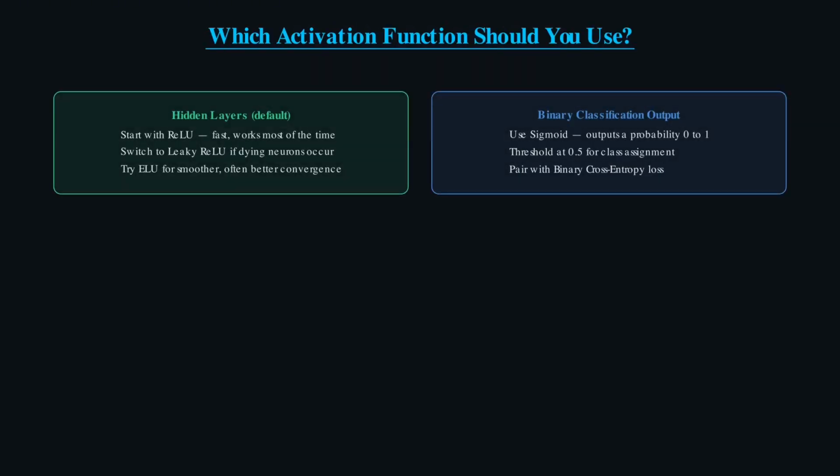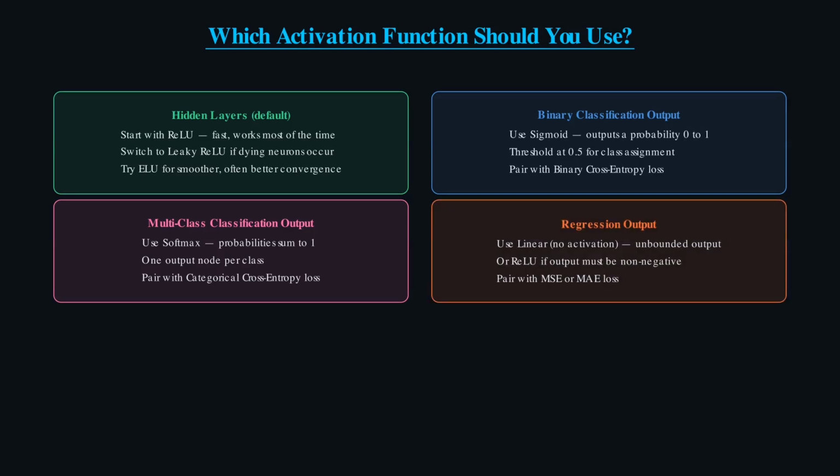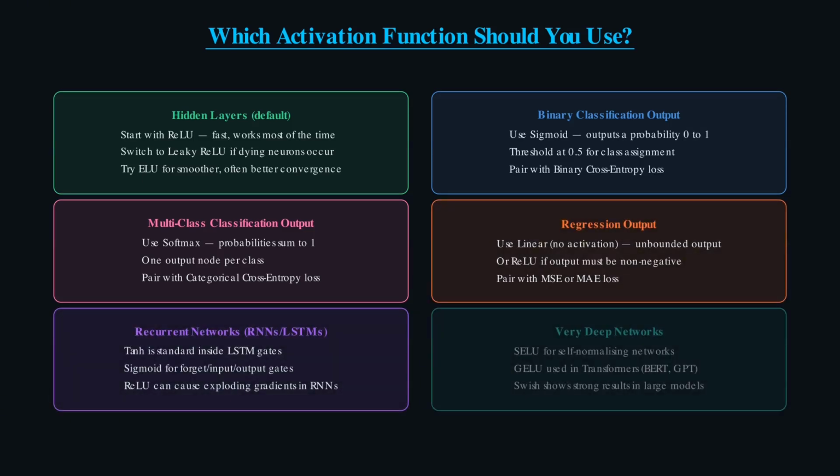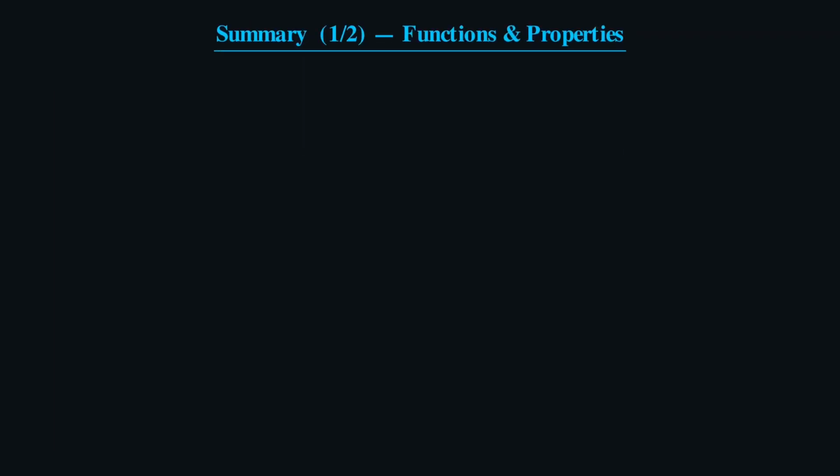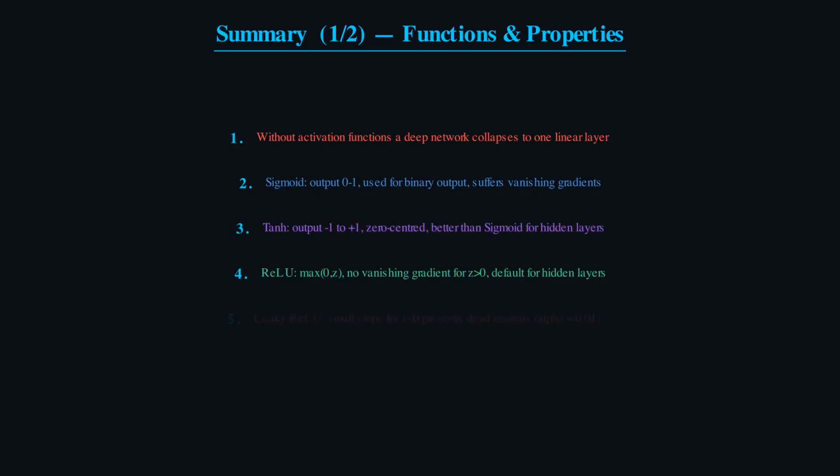Choosing the right activation comes down to a few clear rules. Hidden layers. Start with ReLU, switch to Leaky ReLU if neurons are dying, try ELU for smoother convergence. Binary classification output, Sigmoid. Multi-class output, Softmax. Regression output, linear, no activation at all.